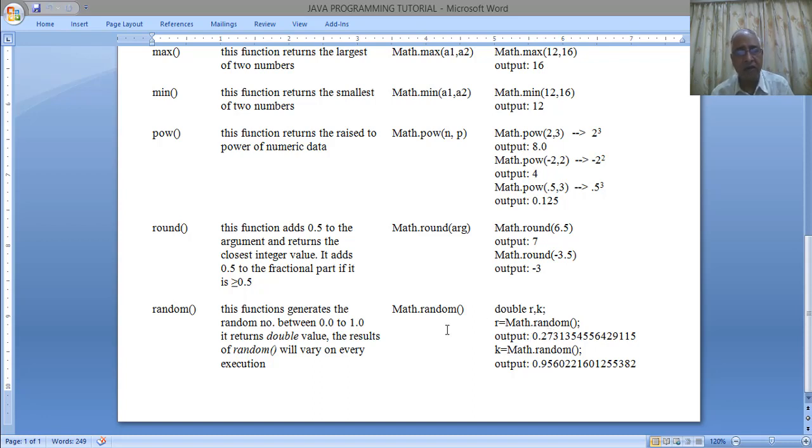So here we end our session on the functions, and in the next session I am going to explain to you the programming and the usage of these functions.